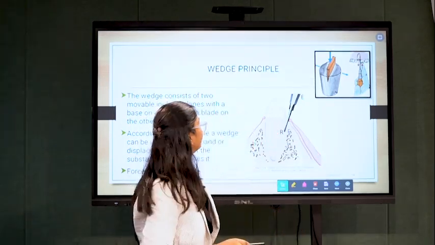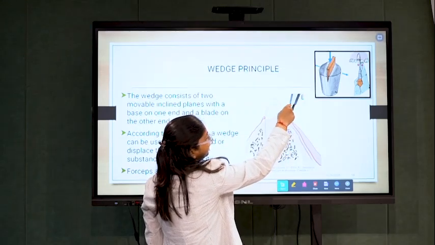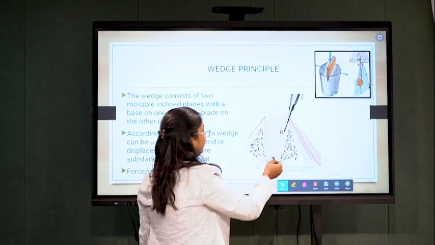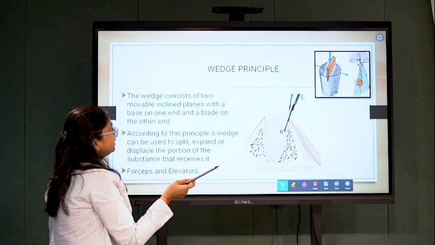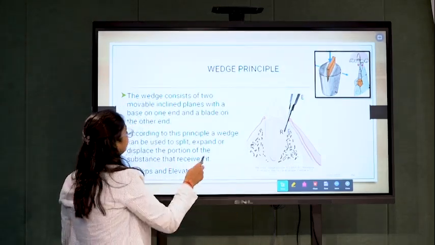This is a wedge. See here also, this elevator is placed between the bone and the tooth so as to make space, and the PDL space will be enlarged and it will facilitate the removal of the tooth. And the instruments which work on these principles are the forceps and the elevators.